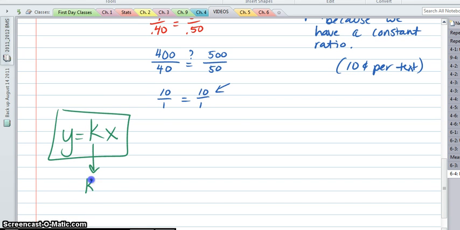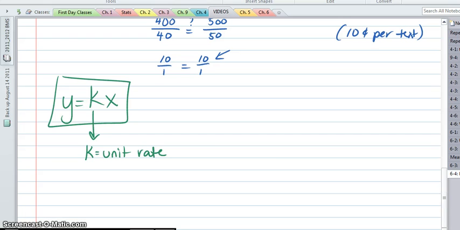K is a unit rate. It does have some fancy terms, I will let you know, so that when you read them in your book, you're not like, what is that? This is called a constant ratio. It is the constant of proportionality. So I'm not going to write that down because I don't want to confuse anyone, but it is referred to as the constant of proportionality. Let's see how we can use this in a given example.